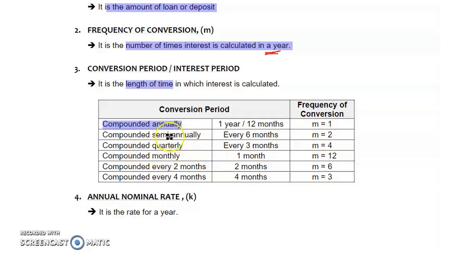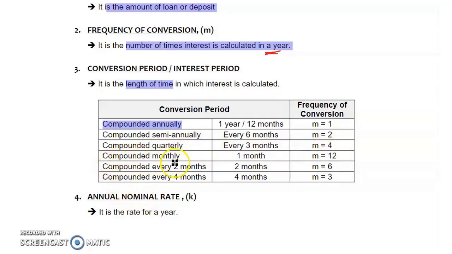Okay, if compounded quarterly, what is the interest period? Every 3 months. For example, January, February, March: you wait 3 months and then calculate interest. Then April, May, June, another 3 months, you calculate the second interest. So within 1 year, if compounded quarterly, we calculate interest 4 times. Later I will show with a diagram how we get M equal to 4.